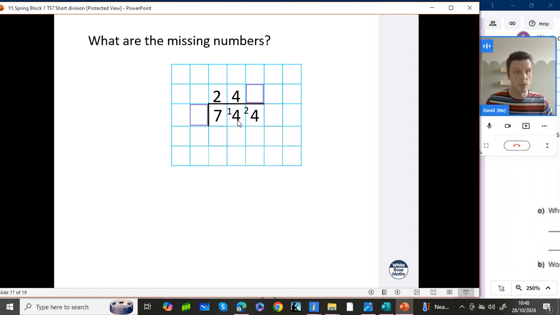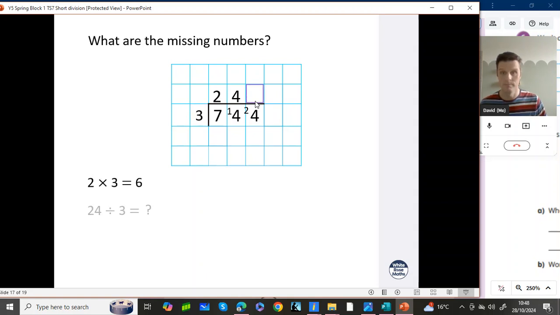Let's try 3 into 14. 3, 6, 9, 12 with 2 remainder gets 14. So we know our divider must be 3, and therefore 24 divided by 3 is 3, 6, 9, 12, 15, 18, 21, 24. So our answer is 8. There we go.